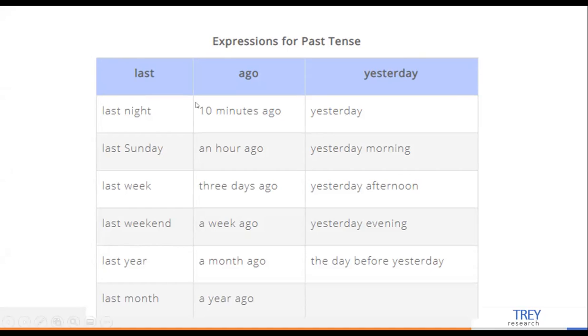Okay? So last, you say last night, last Sunday, last week, last weekend, etc. Ago: 10 minutes ago, an hour ago, 3 days ago. Yesterday: you say yesterday, yesterday morning, yesterday afternoon, yesterday evening, the day before yesterday. But what matters to me is how to use this, right? So ¿cómo voy a utilizar el last? ¿Cómo voy a utilizar el ago? ¿Y cómo voy a utilizar el yesterday?